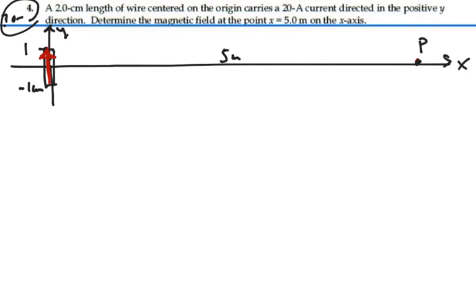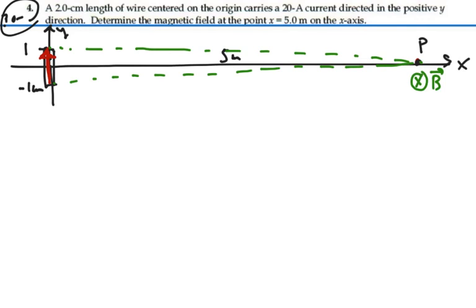According to the right-hand rule, if I point my thumb in the direction of this current along the y-axis, my fingers will be curling into the page at point P. So our magnetic field is going to be into the page at this point. Alright, so we are interested in what this magnetic field is at point P.